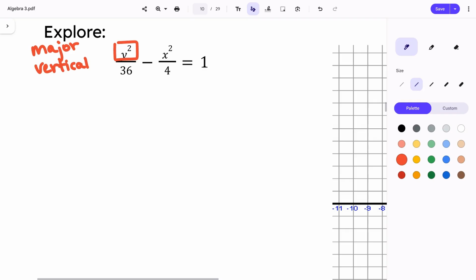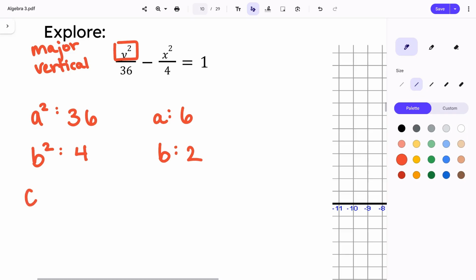Okay, what's the A squared? 36. So A is going to be 6. This means I'm going to go up and down 6 this time. B squared is 4. So my B is 2. Now, I don't really need that for my graph, but I will need that for my asymptotes. So it's good to just still write it down.